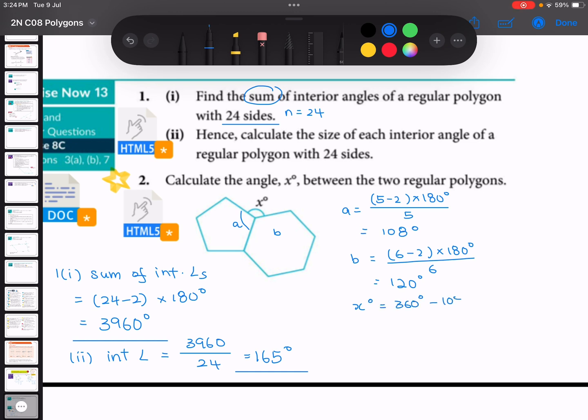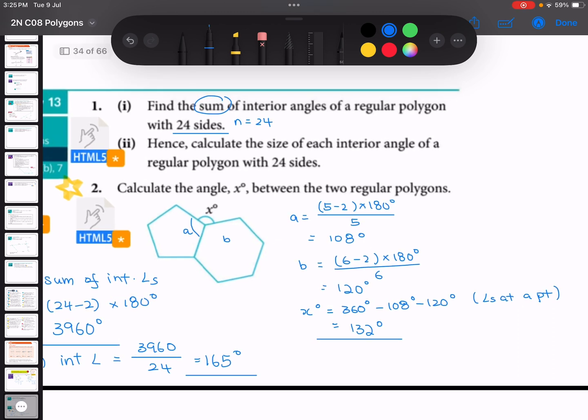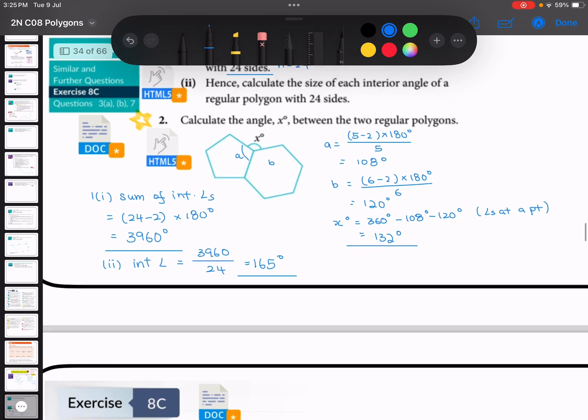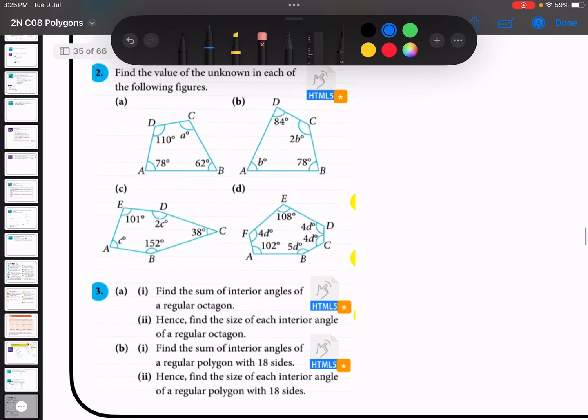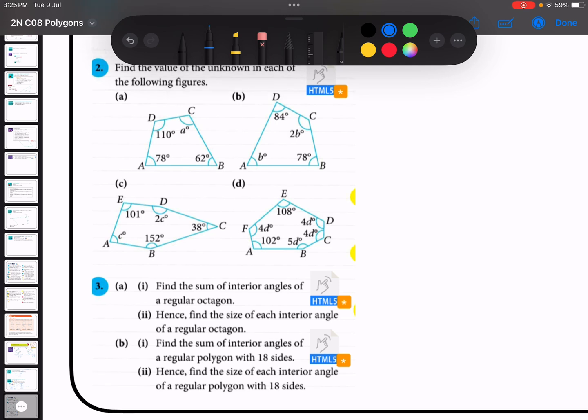360 minus 108 minus 120. Angles at a point. Okay, the angles add up to 360 degrees. I hope you can hear me. I know I'm getting softer and softer. 132. Okay, very popular question. Please take note of it. Unfortunately, questions like number 2 are not very obvious. It's just not very common to be set. So let's take a look at number 3.